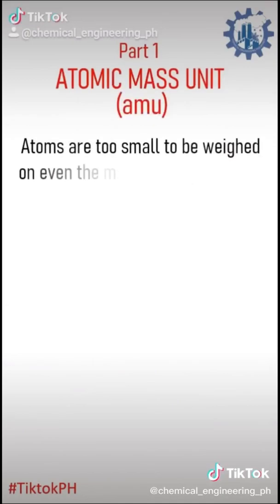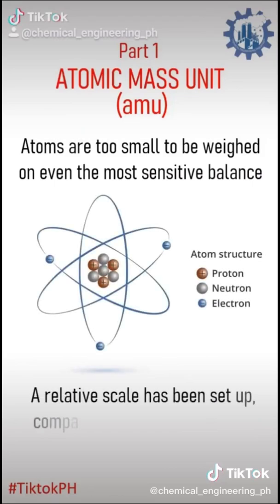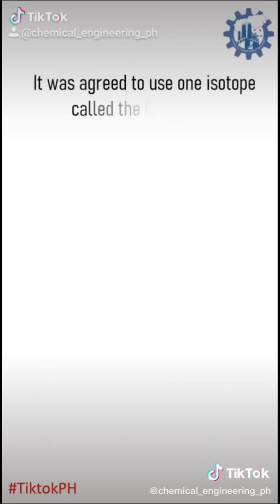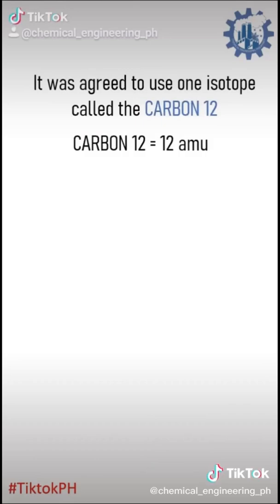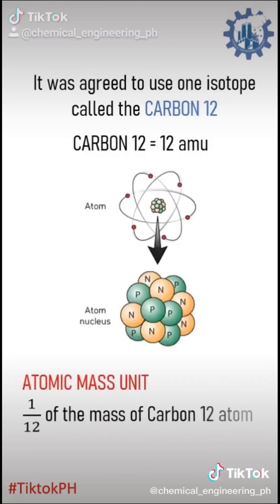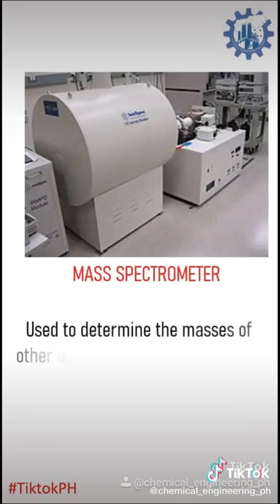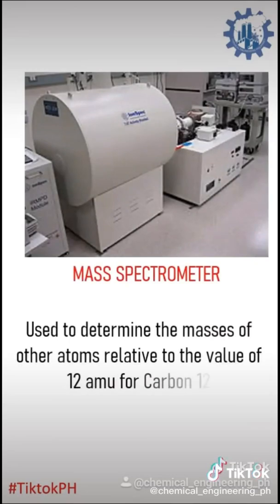Atoms are too small to be weighed on even the most sensitive balance. A relative scale has been set up comparing the masses of atoms. It was agreed to use one isotope called carbon-12, which is assigned a mass of exactly 12 atomic mass units. Atomic mass unit by definition is 1/12 of the mass of a carbon-12 atom. We use an equipment called the mass spectrometer in order to determine the masses of other atoms relative to the value of 12 AMU for carbon-12.